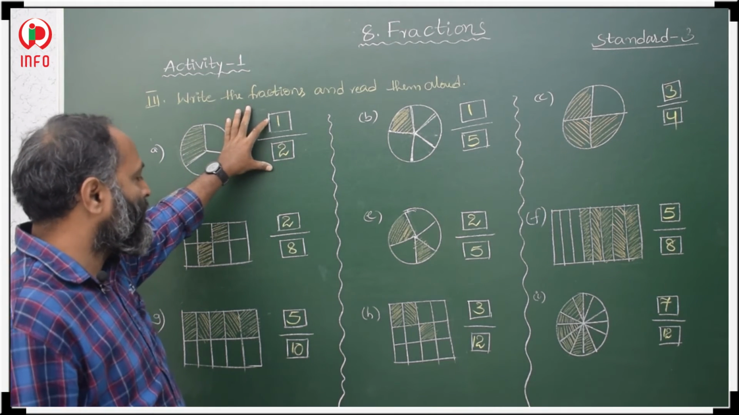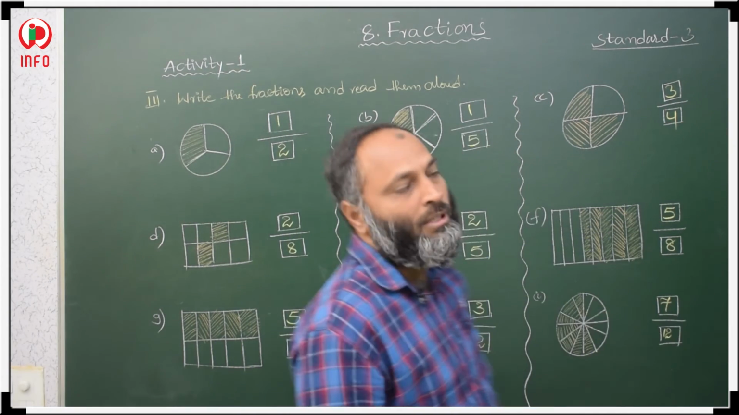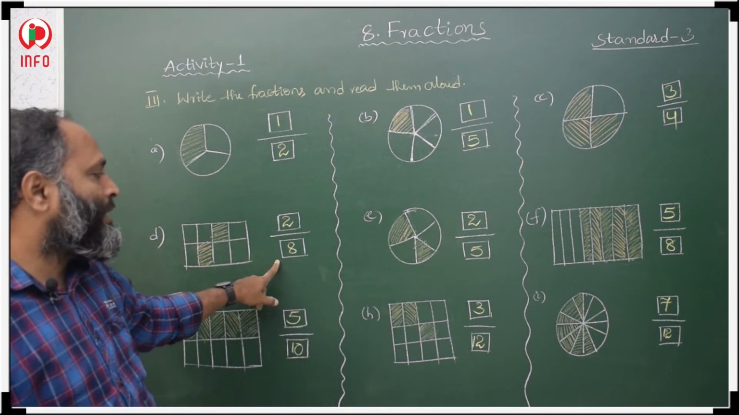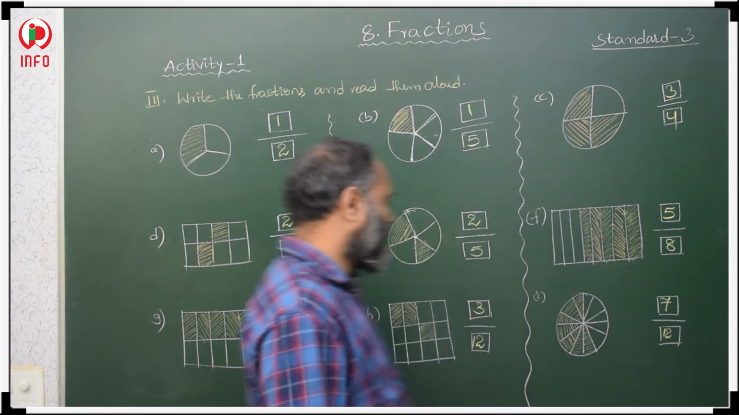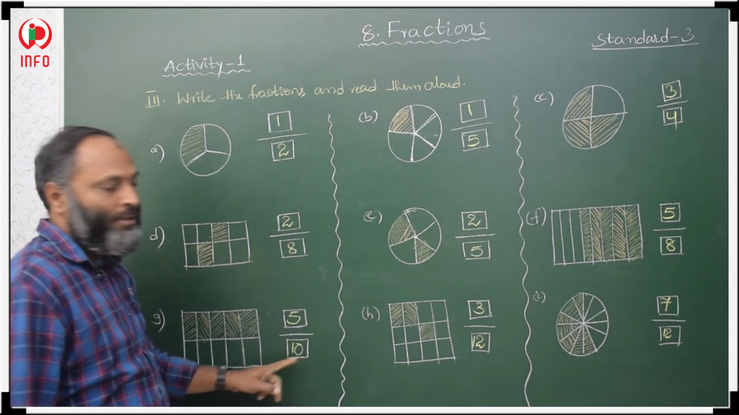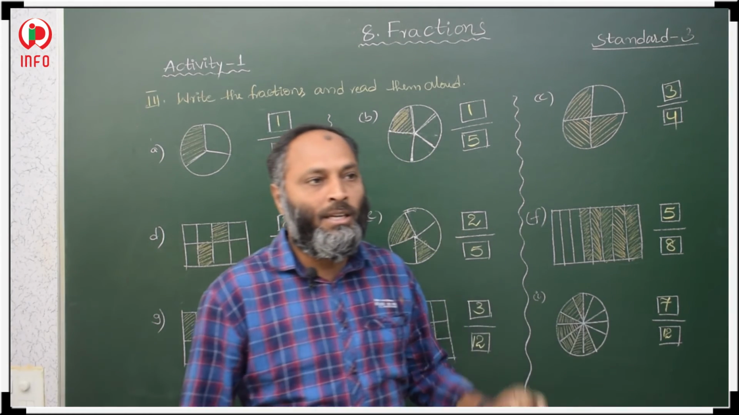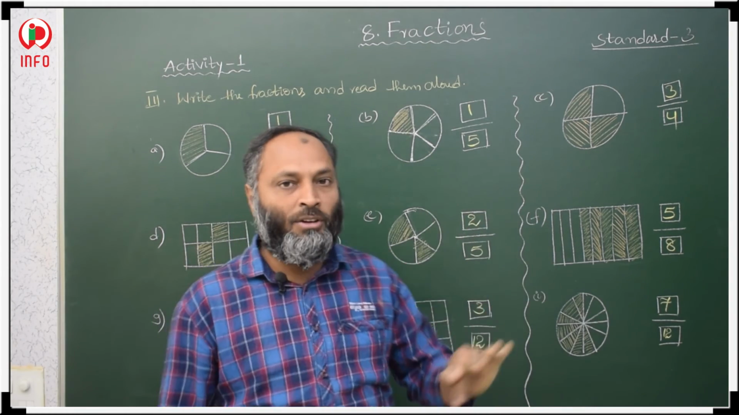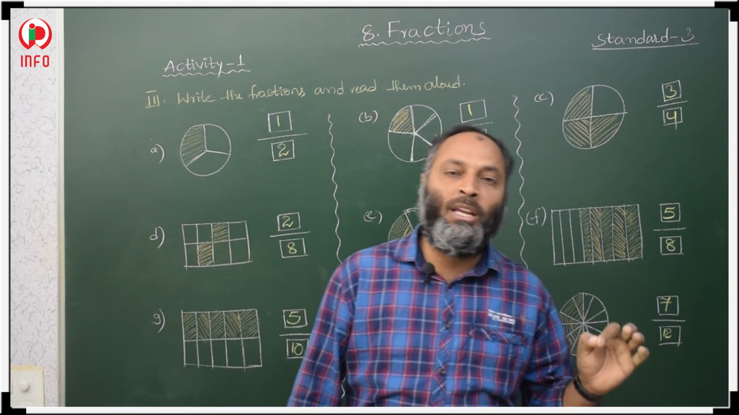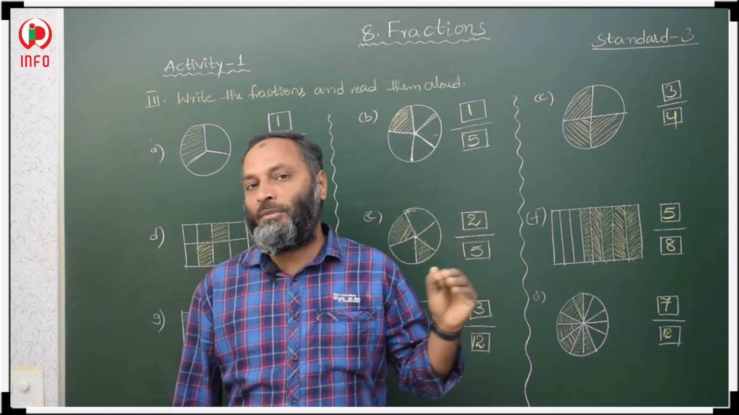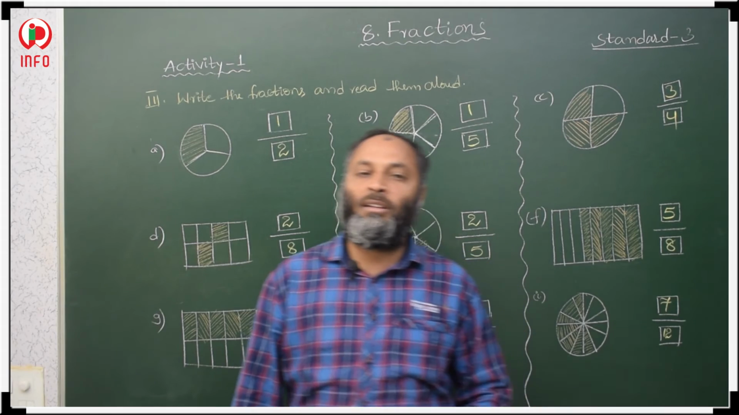So, 1 by 2, 1 by 5, 3 by 4 or 3/4, 2 by 8, 2 by 5, 5 by 8, 5 by 10, 3 by 2, 7 by 12. Here, in the fraction, we take the shaded fraction. How to write the shaded fraction? First we have to count how many equal shaded portions there are, and write that in the numerator, divided by the total parts, which we write in the denominator.